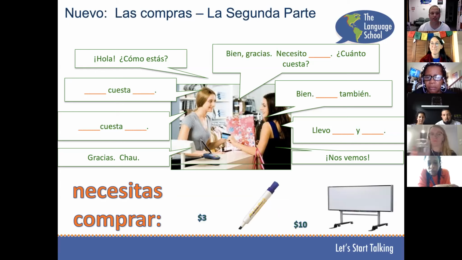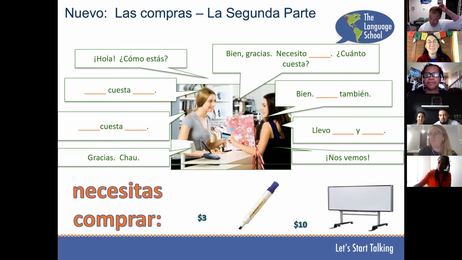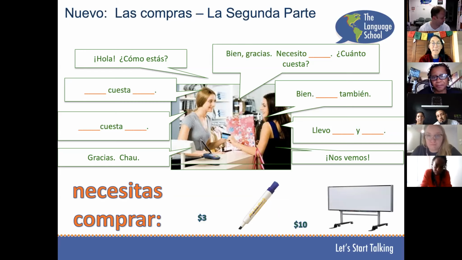This time, Daisy, you're on the left. Emily, you're on the right. Okay. Hola, ¿cómo estás? Bien, gracias. Necesito el marcador. ¿Cuánto cuesta? El marcador cuesta $3. It should have been un marcador, though. Necesito un marcador. Yeah, I did. Okay.